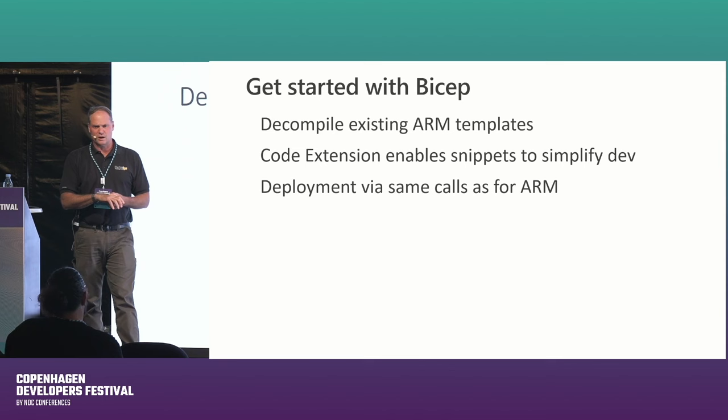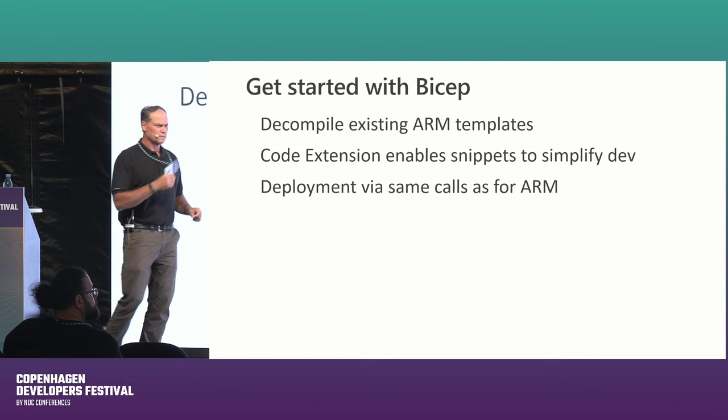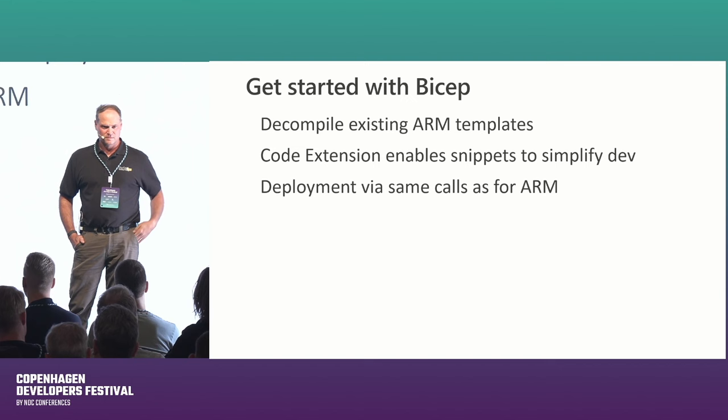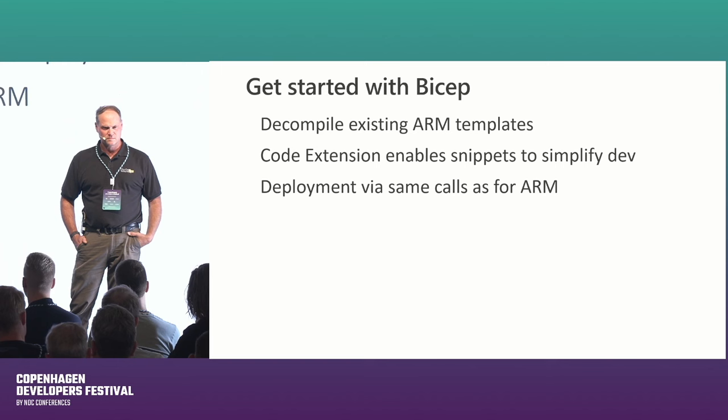Questions on the ARM and Bicep part of the talk? What if, for instance, you wanted to change the resource group of an existing resource that's already there? There's no state file, so how does this keep track of the same resource that we want to move?